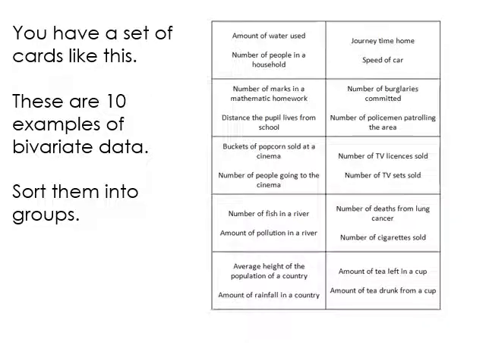So this one is a set of 10 cards. You don't need to print them out. Just have a look at them and see if you can work out which would be positive, which would be negative, and which would have no correlation. Pause the video while you do this.